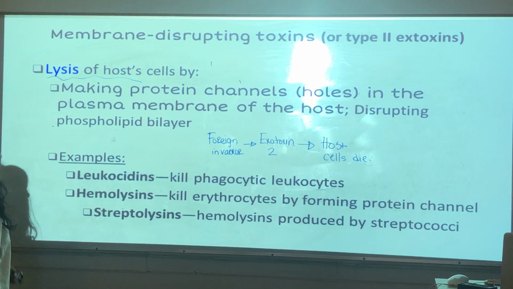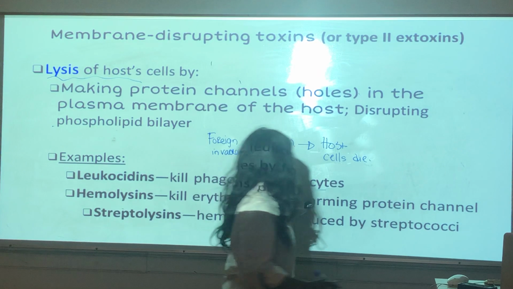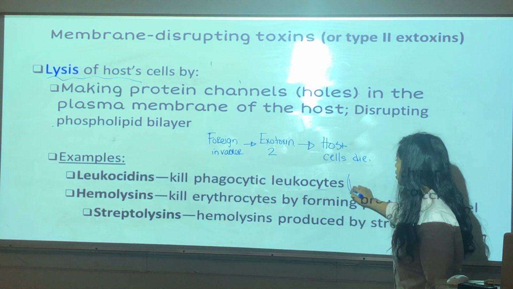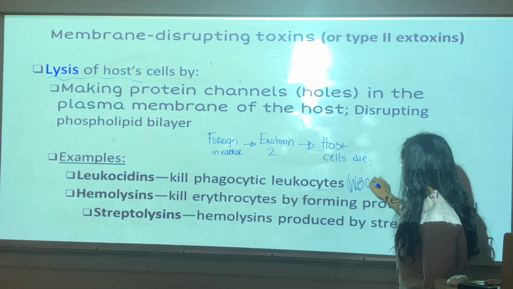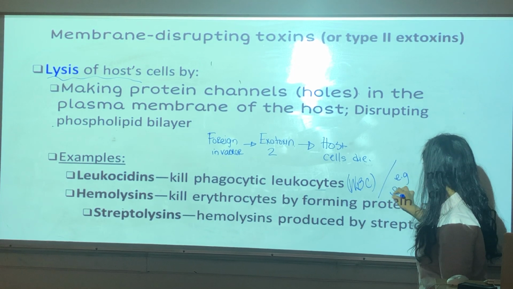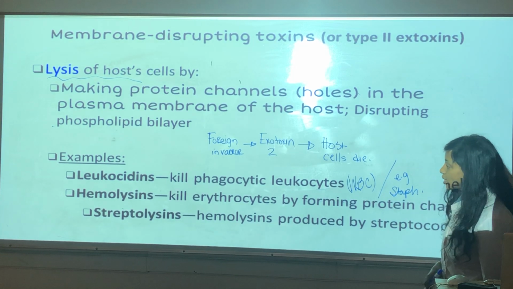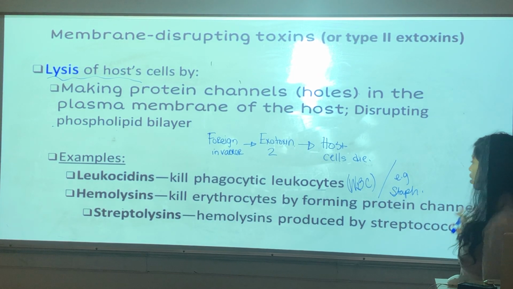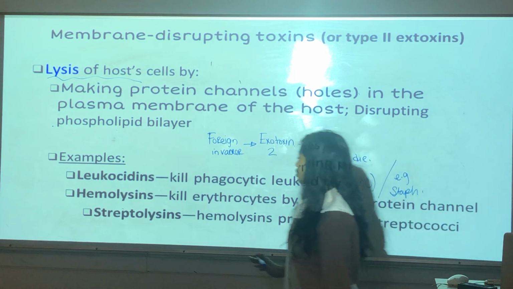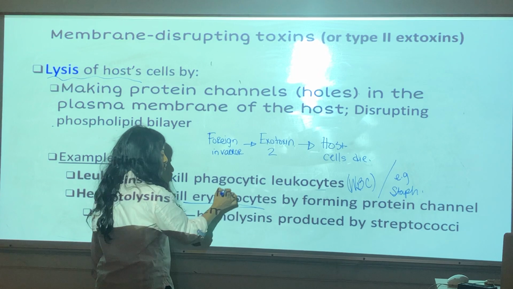So we have different examples. Leukocidin will kill the leukocytes, and by leukocytes we mean white blood cells. An example of organisms that can do this would be Staphylococcus. They can make leukocidin. And hemolysins are also produced. These hemolysins will kill erythrocytes. Erythrocytes would be what? The red blood cells.